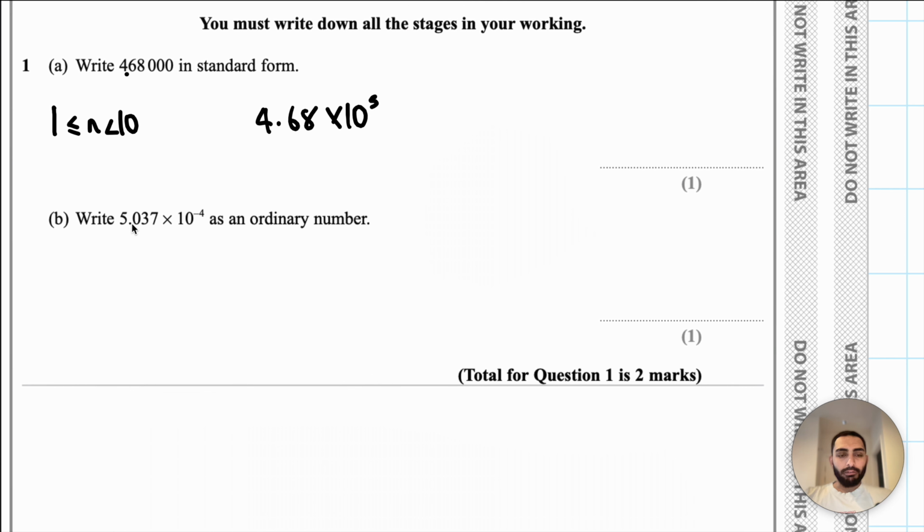Part B, write 5.037 times 10 to the negative 4 as an ordinary number. Whenever you have a negative in standard form, this is telling you how many zeros you're going to have at the start of the number. So it's going to be 0.000, that's 4 zeros, and then you just write 5037.